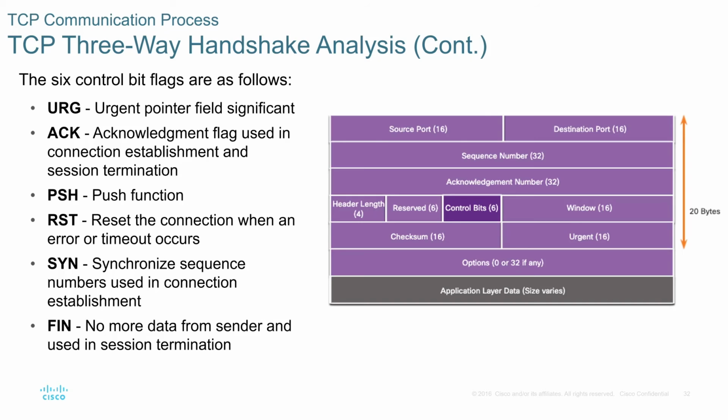Some of the six control bits are: urgent, so an urgent pointer field significant; acknowledgement, the acknowledgement flag used in connection establishment and session termination; a push function; a reset function. The reset function will reset the connection when an error or timeout occurs; the synchronizing sequence numbers used in connection establishment; and the finish flag, where there is no more data from the sender and is used to terminate the session.